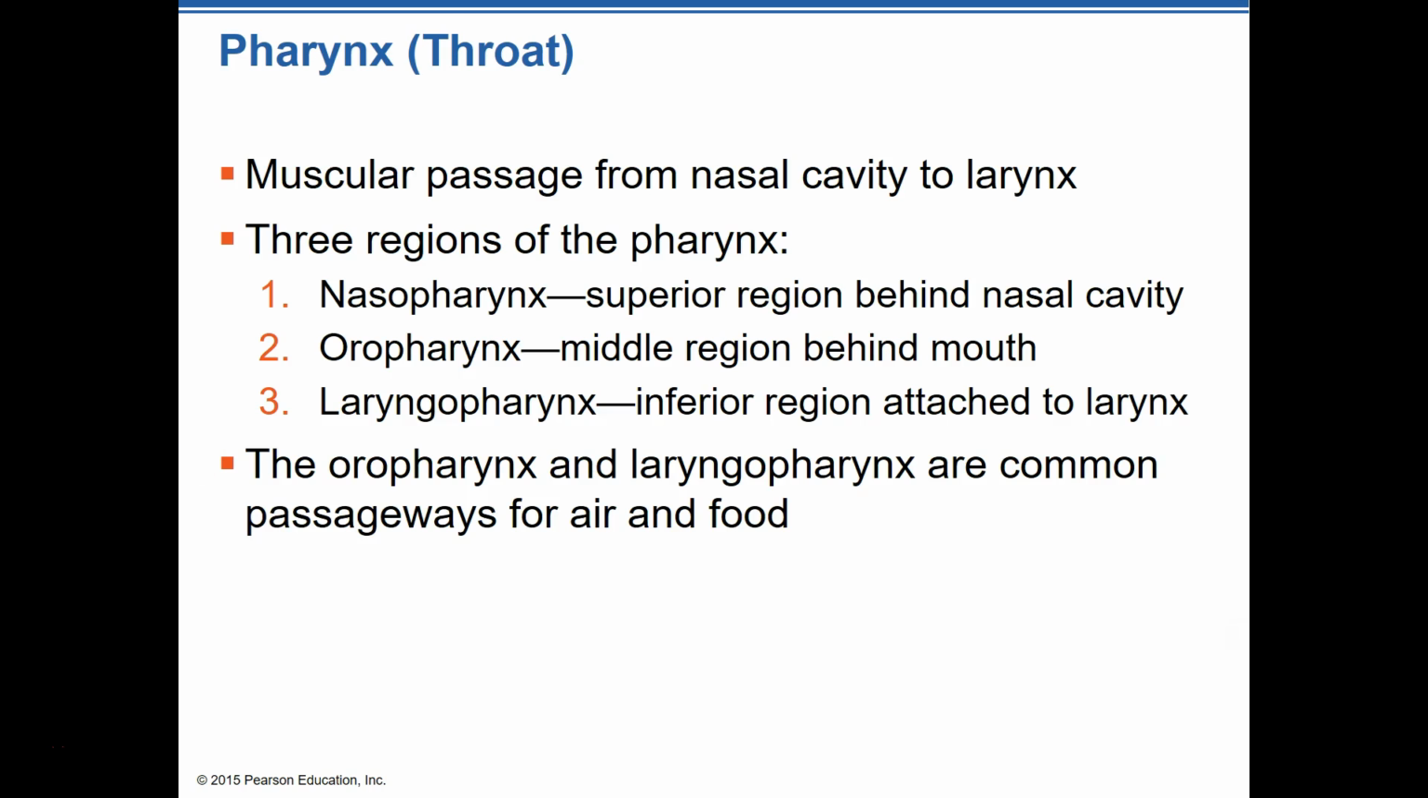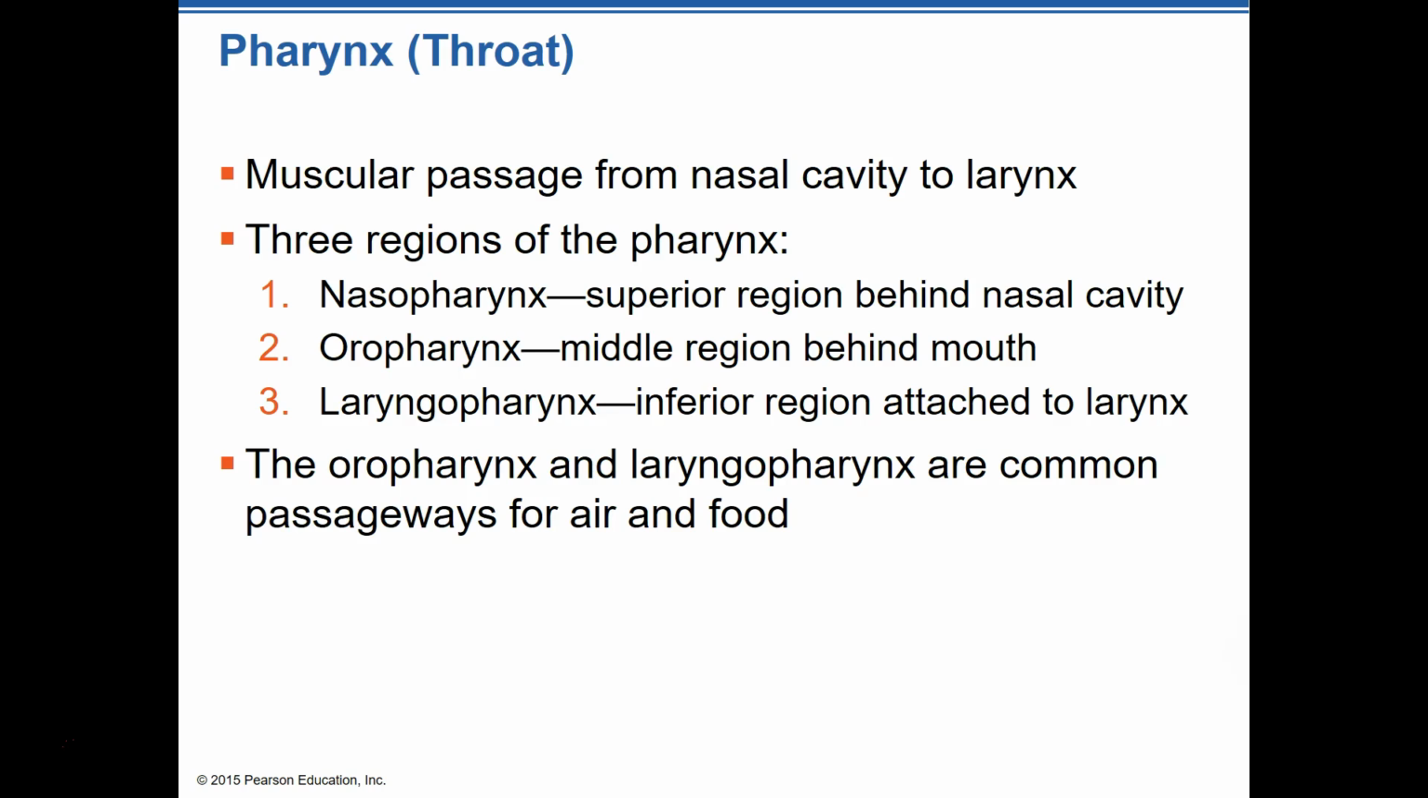Then we have the pharynx or the throat. It's that muscular passage from the nasal cavity to the larynx. There's three regions of the pharynx. There's an oropharynx, a nasopharynx, and a laryngopharynx. The nasopharynx is high in the back by the nasal cavity. Oropharynx is kind of in the middle, right behind the mouth or right behind the tongue. The laryngopharynx is just below that area, just below the tongue, and it's where the larynx is located as well. The oropharynx and laryngopharynx are common passageways for air and food.